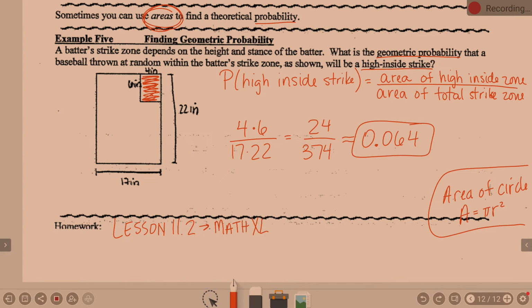Okay, guys, do the homework for tomorrow. What's the probability? Hey, I got it done.